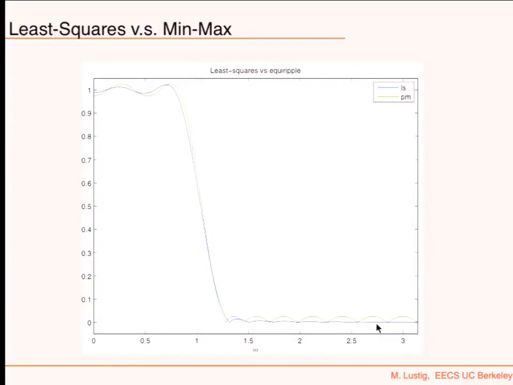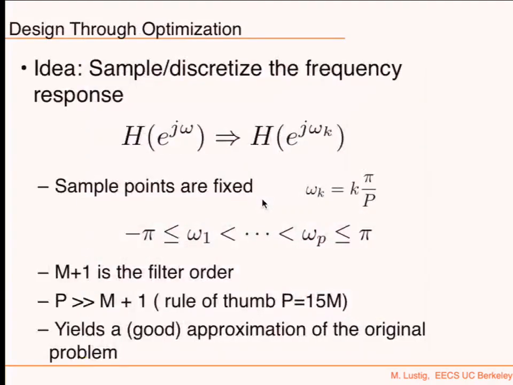So you get something different based on your optimality criteria. Okay? Least square design minimizes the energy in these regions, for example. Okay. That's what it really does. So the question is, how to design this? How would you actually implement this? And the idea is to optimize through optimization.